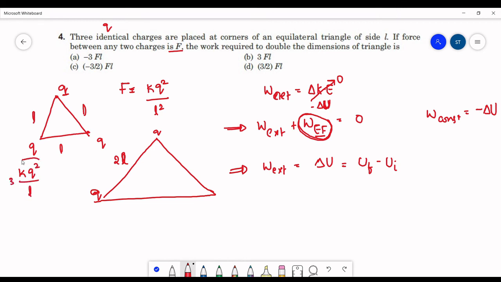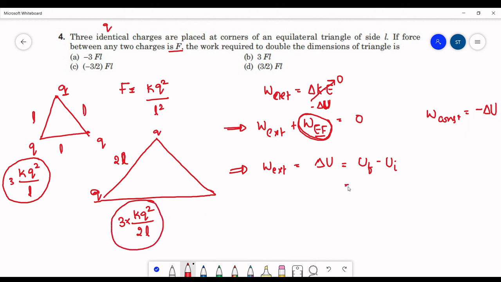So total initial potential energy will be 3kq² upon L. Similarly here we will be having 3 pairs. Each pair will have a potential energy of kq1q2 upon R, which is 2L. Total we are having 3 pairs. So this will be our final potential energy. So substitute the values here.